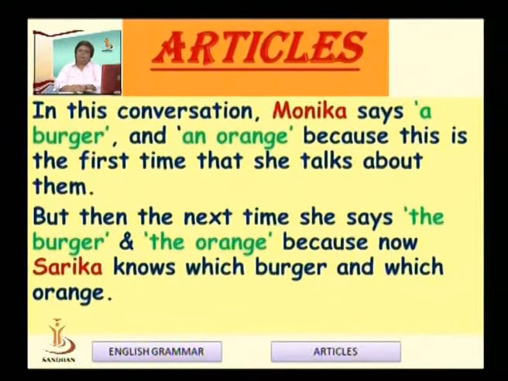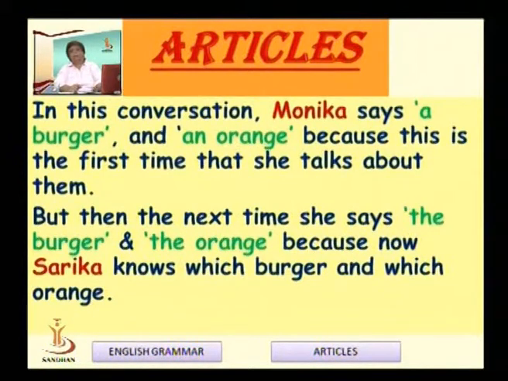So when Monica is talking about them for the first time, she is using the article a because she wants to indicate that this is any burger among millions and trillions. Whereas the next time she uses the burger and the orange to indicate that now Sarika knows the specific burger that she ate and the specific orange that she ate at the restaurant. So I hope, friends, this difference between a and the particularly is becoming very clear in our minds.